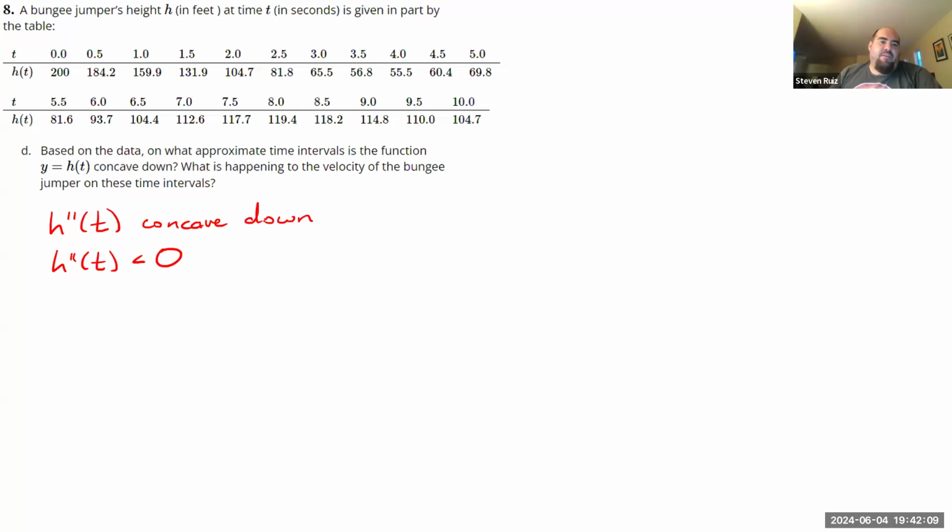We don't have values for h double prime, so we can't answer that in the most direct way we'd like to. So h double prime of t is negative. What does that mean about h prime, the first derivative, so the velocity? Well, if the derivative of a function is negative, that means the function that derivative came from is doing what? Well, it's decreasing.